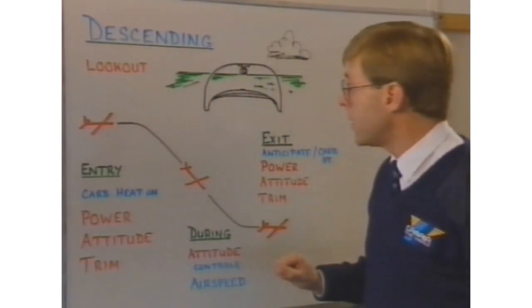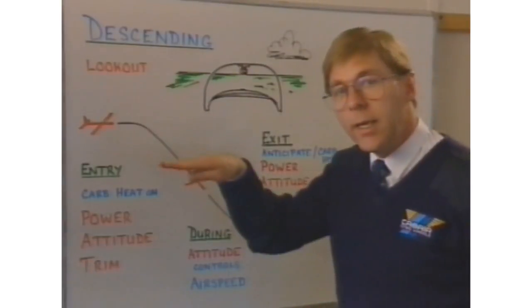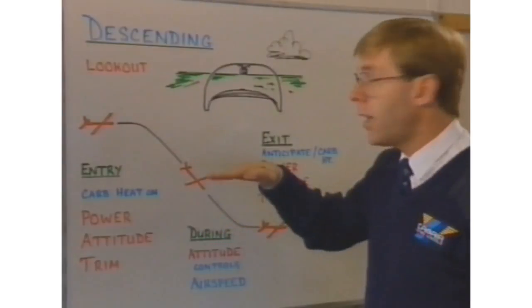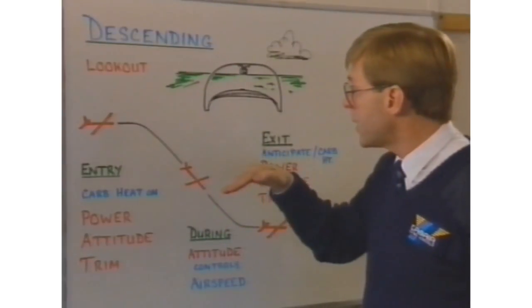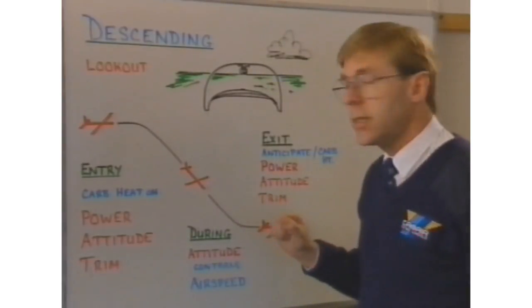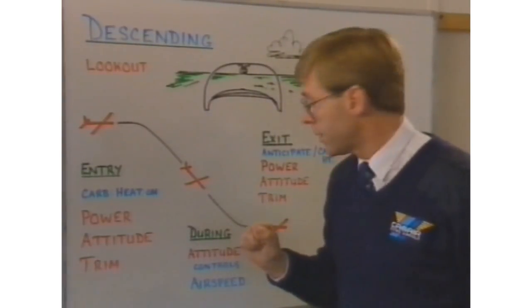Now, if the speed is too low, we'll select a slightly lower nose attitude. If the speed is slightly too high, we'll select a slightly higher nose attitude. So during the descent, speed is controlled by attitude. You will notice the rate of descent settles at about 700 feet a minute.